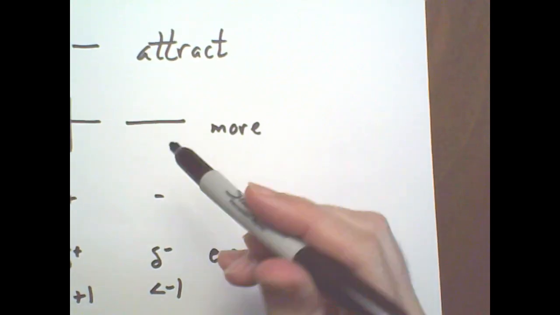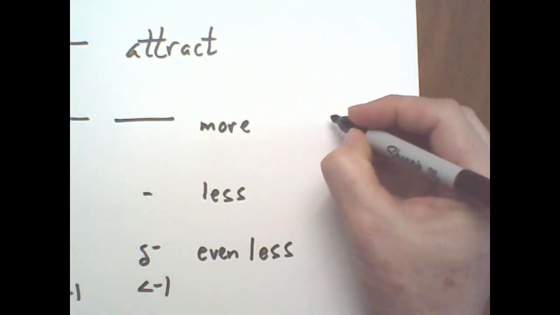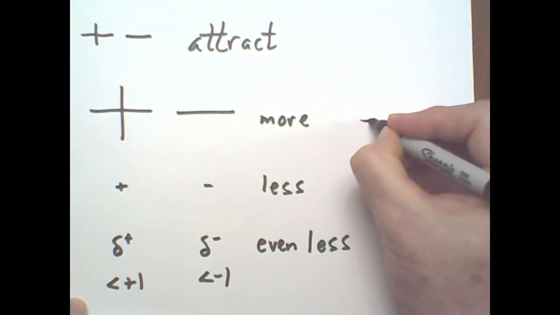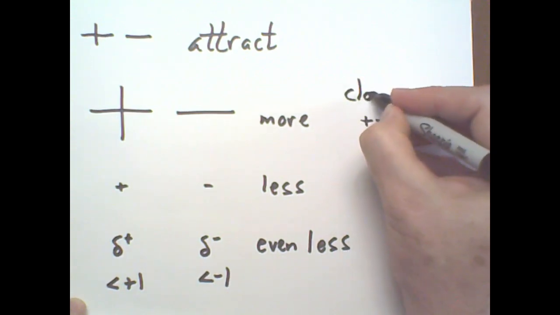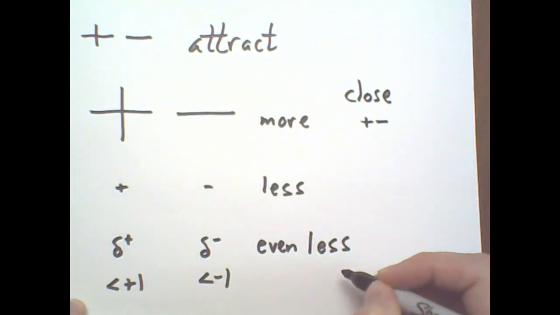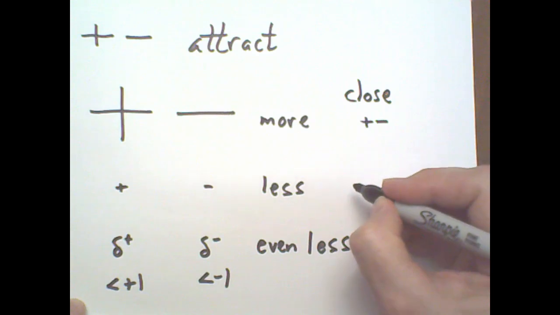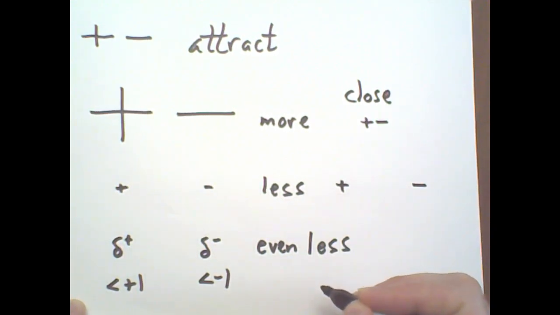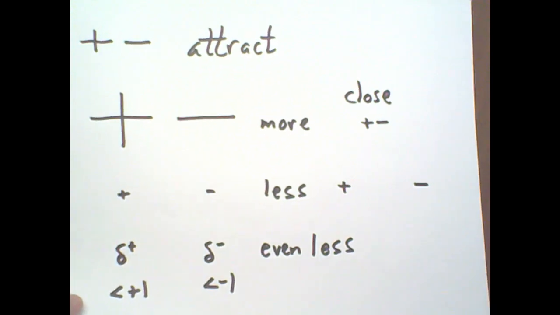Let's add a second thing. If two charges are close together, they attract more than two charges that are far apart. Okay, now that you've got this, we're going to go to why everything attracts in chemistry.